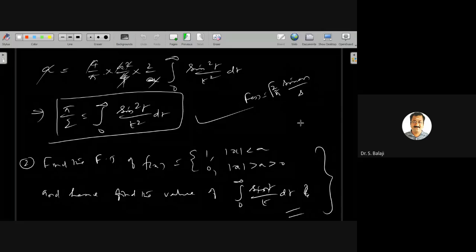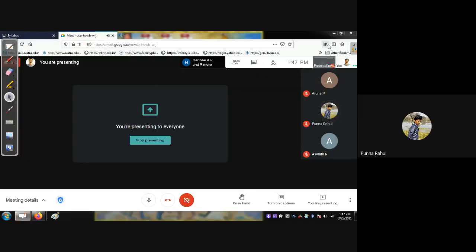What about your answer for the integral value? The integral from 0 to infinity of sin t by t dt. Yes, pi by 2. Your answer will be pi by 2.